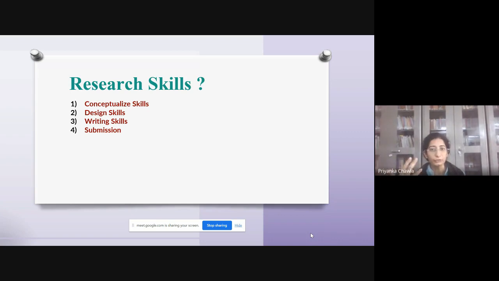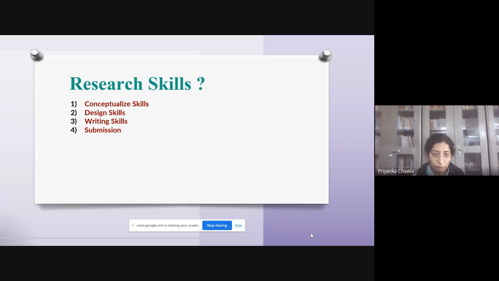Skills means expertise. You should have expertise over conceptualized skills. You should know the meaning of the concepts. What are the terminologies? What are the concepts which have to be included in forming a research paper? How can we design a research paper? What is the format of the research paper? What tools and techniques should we apply? How do you write, either in present tense or past participle? So this type of writing skill is required. It must be in story form.